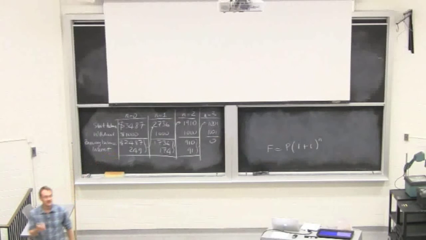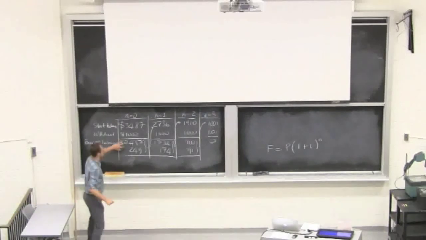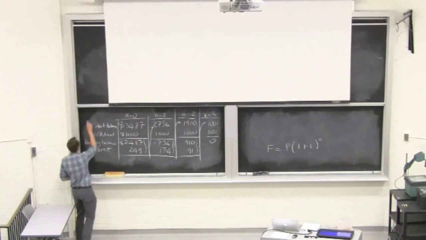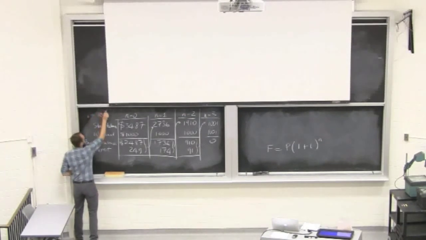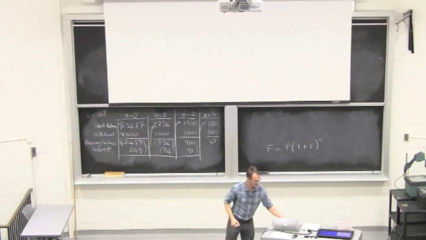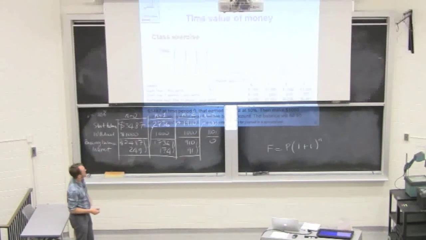Yes, Mark. The 249 and the interest, is that on the 3487 or is it the remaining balance? Okay. Yeah, it was 10%. Okay, from the previous example. Yeah, so the inflation rate up there was 10%.